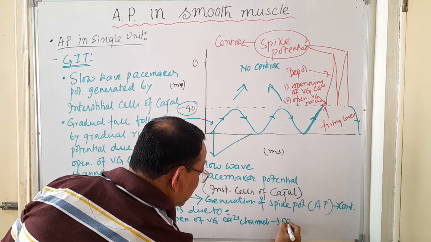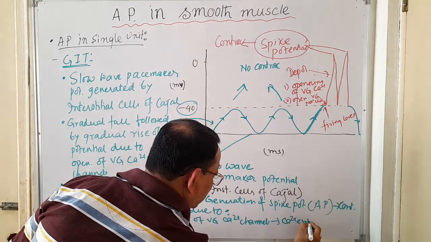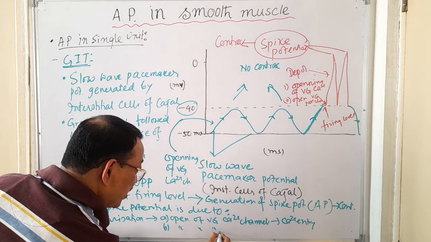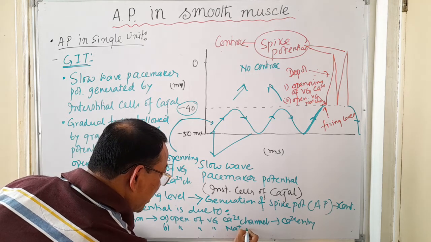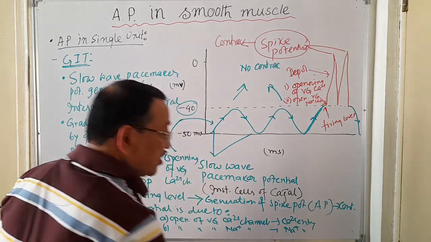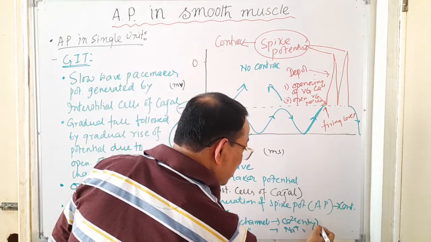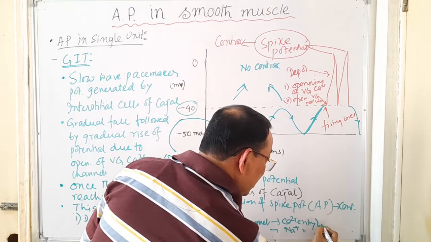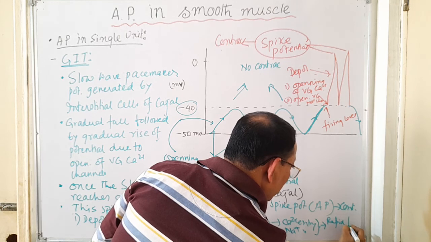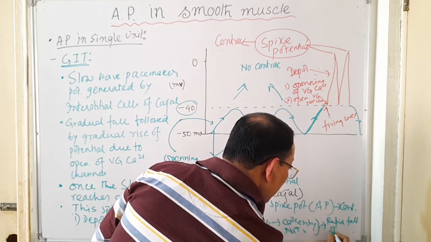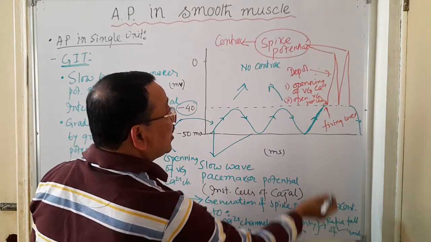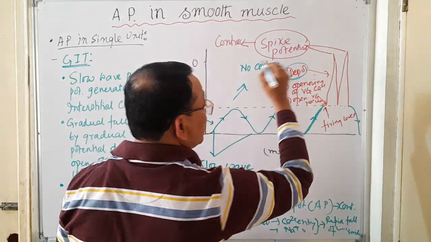So calcium entry takes place, and at the same time there is opening of voltage gated sodium channels, so sodium entry takes place. Both the calcium entry and the sodium entry are collectively responsible for the rapid fall of electronegativity inside, which is known as the depolarization.